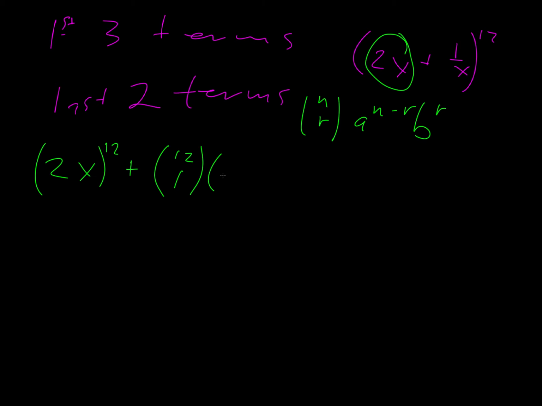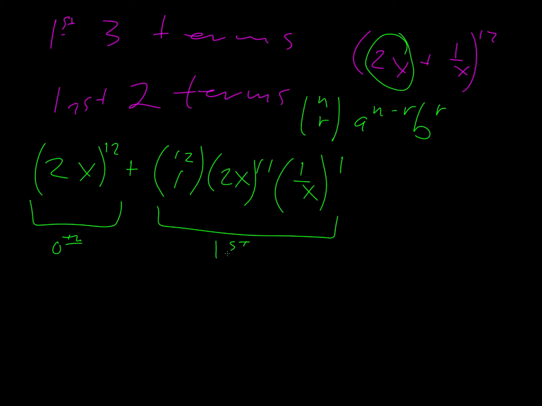And then we have our 2x, and it's raised to the n minus r, so it's the difference between these two, so that's going to be 11. Then we plug in our b, which is 1 over x, and we just raise that to the r, which is the 1. So this is considered the 0th term. This is considered the first term. And so now we want to do the next one.